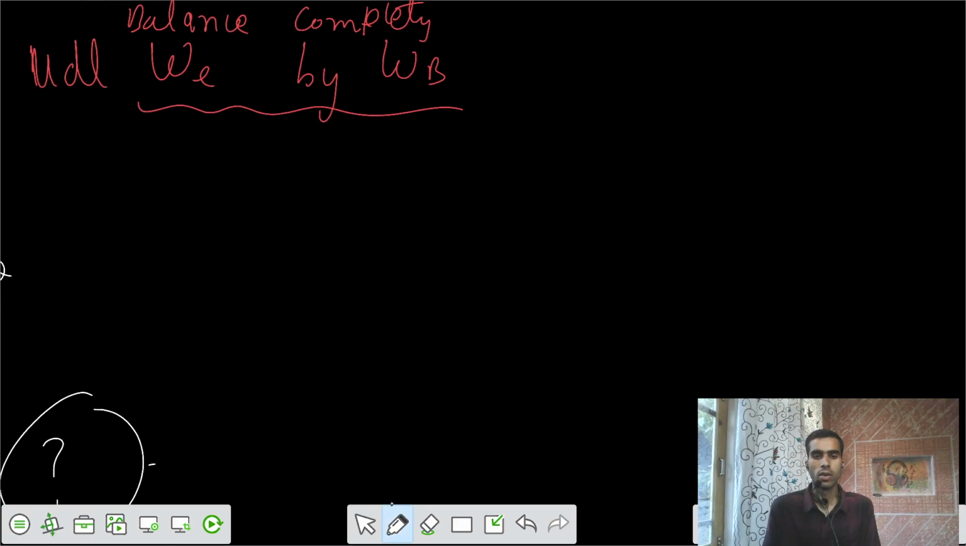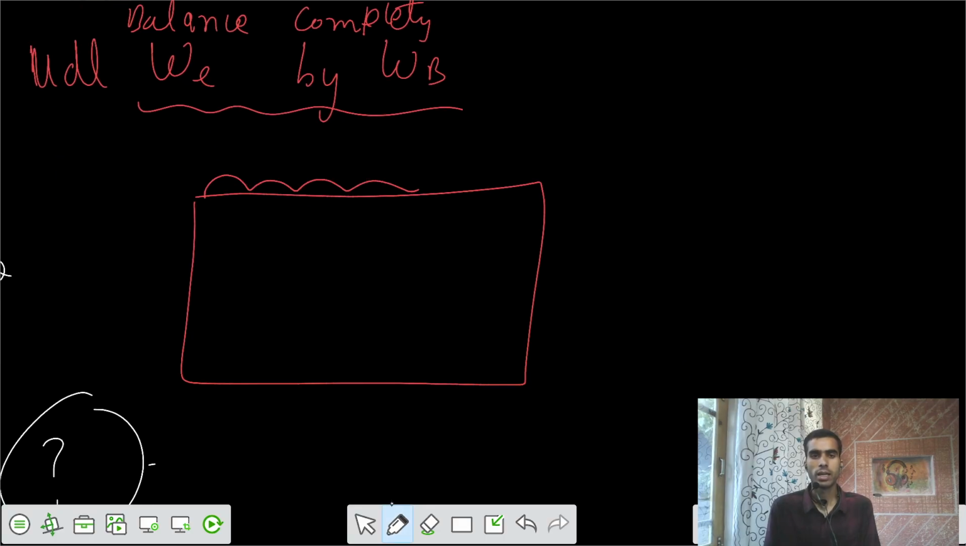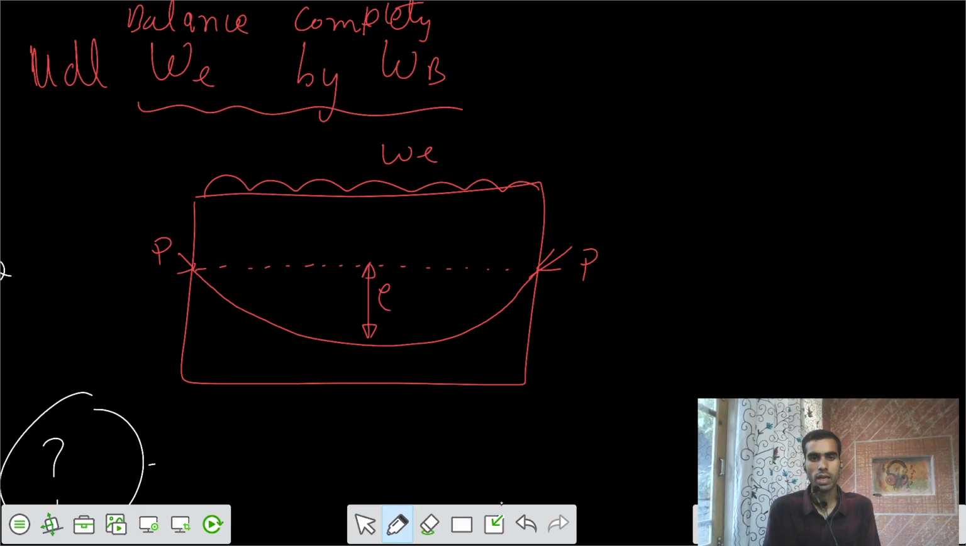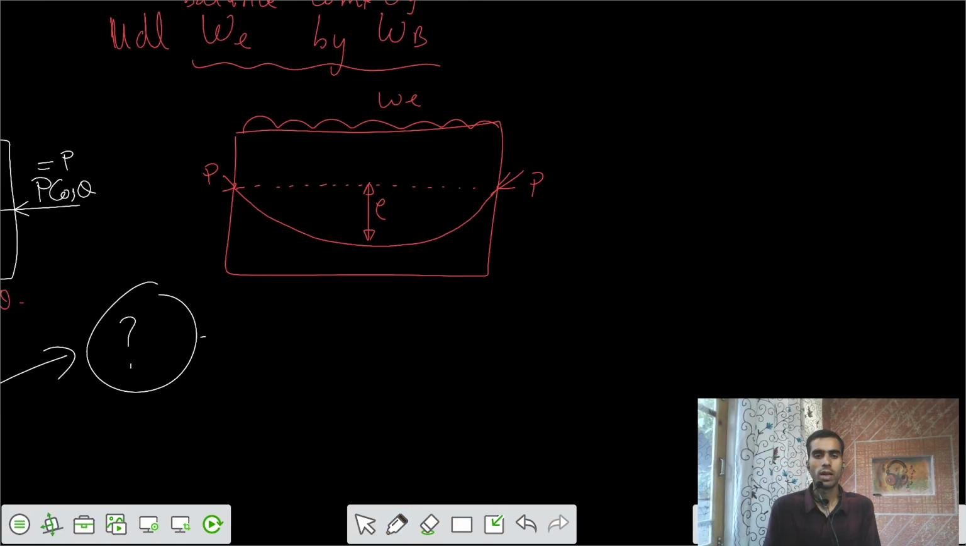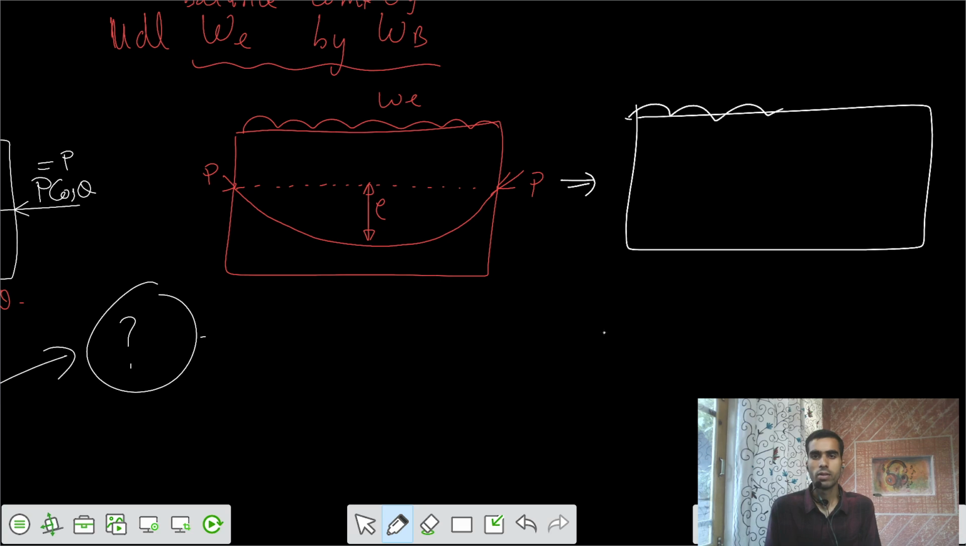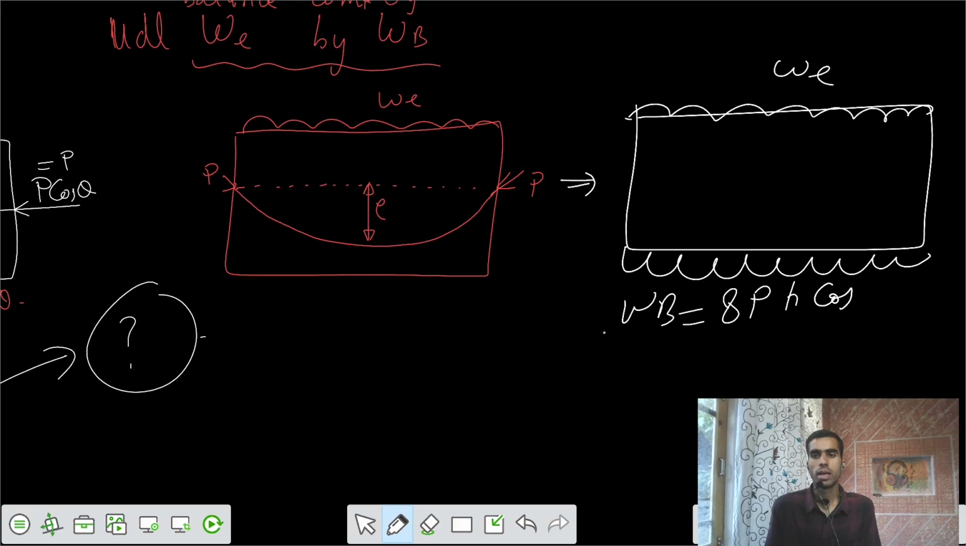You have this beam. You are applying the external load of WE, and there should be a profile of cable such that, let's say eccentricity is 0 at the ends, and I want to say what is this value of E at the midspan? For complete balance of the load, I can equate it this way: we have this external load of WE, and that can be balanced by this WB. WB equals 8P H cos theta by L square.